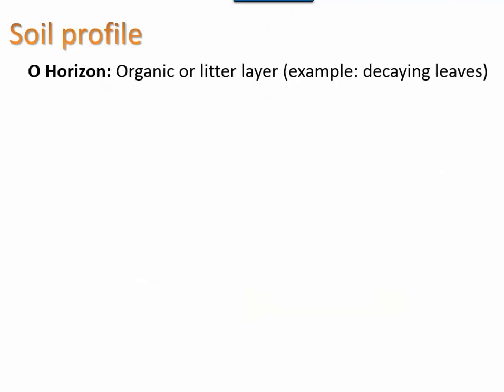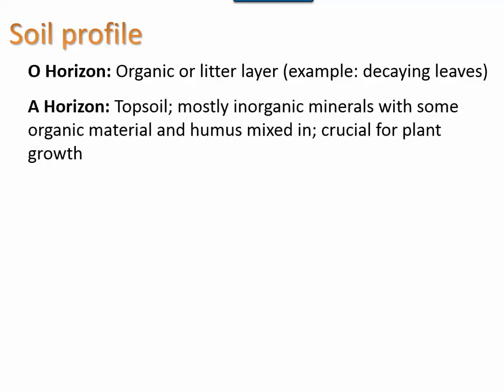O horizon, O stands for organic or litter layer. For example, decaying leaves. And the A horizon, the description of that is it's the topsoil. It's mostly inorganic minerals with some organic material and humus mixed in. And this is crucial for plant growth. So humus is what we get when the stuff in the O horizon is beginning to decompose. And so it gets kind of wet and slimy.